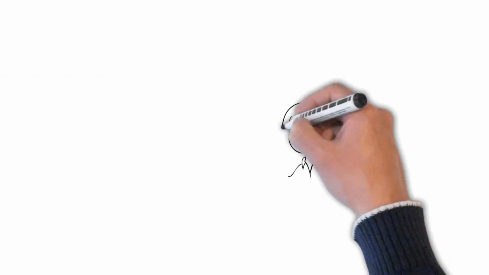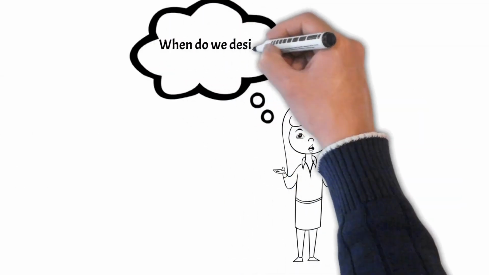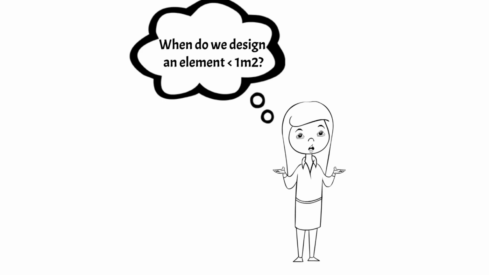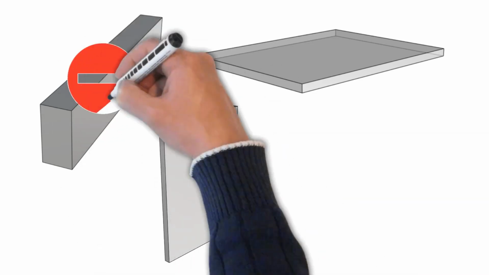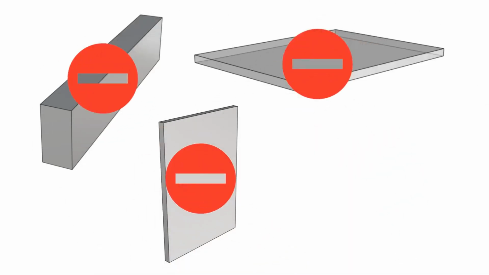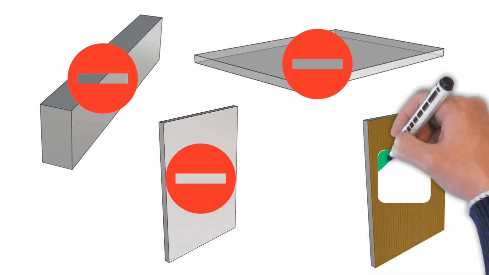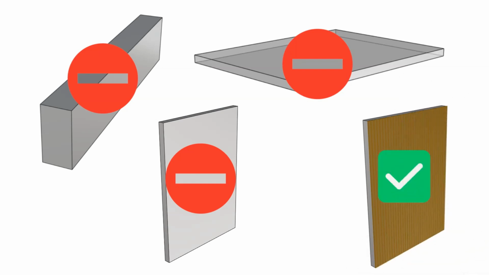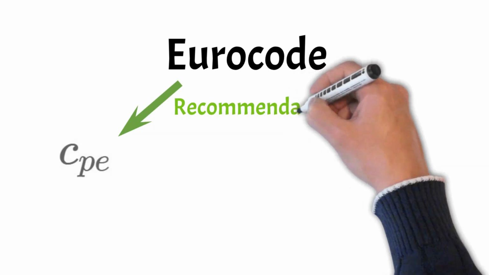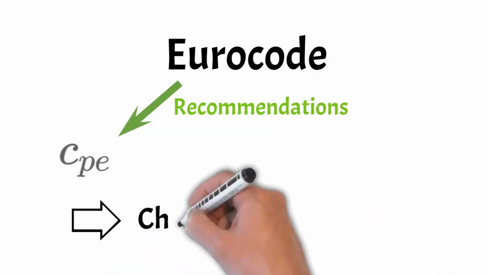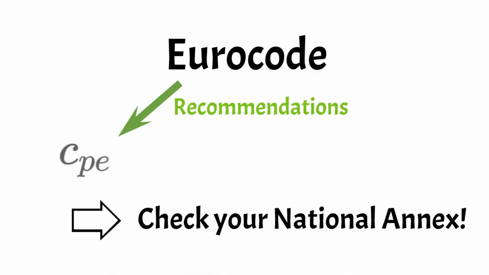Now, you're probably wondering, when do we ever design a load-bearing element where only 1 square meter is loaded? Well, you're right. That is almost never the case for beams and slabs, or walls. But for smaller elements like cladding elements of facades or fixings, CPE 1 comes into play. Eurocode gives recommendations for values of CPE. This means that you have to double check with your national annex because those values might be defined differently there.